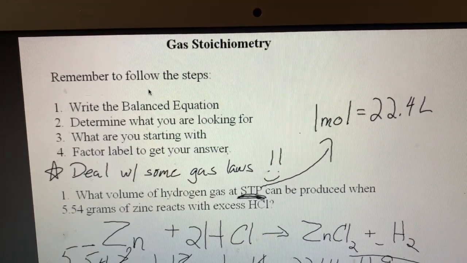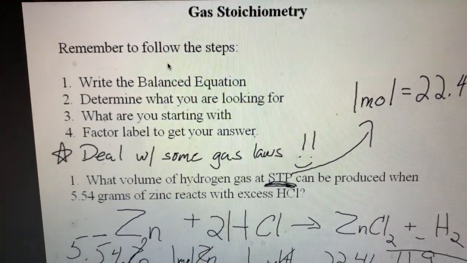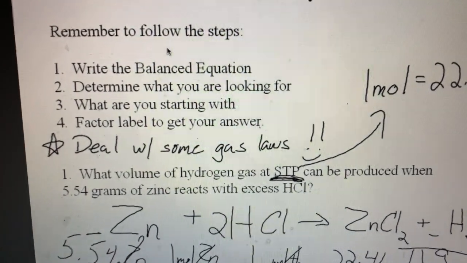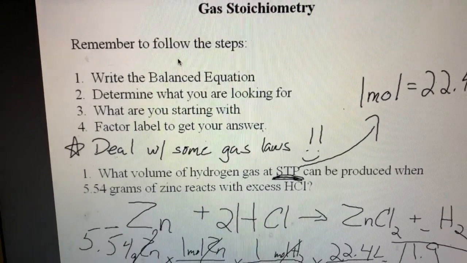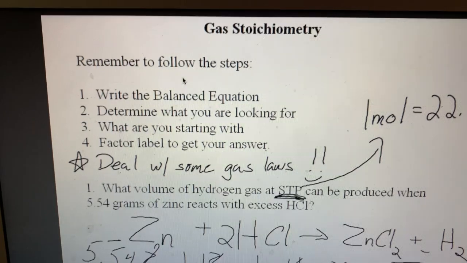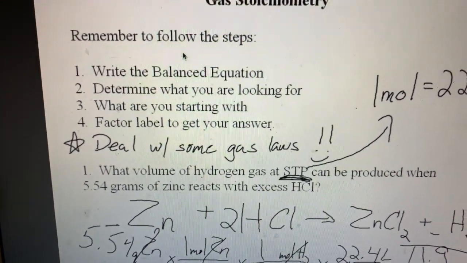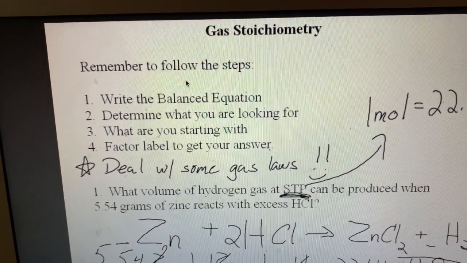So let's just remember the general steps for any stoichiometry problem. You're going to start with a balanced equation. Sometimes that will be given to you, sometimes you will have to do that. Determine what you are looking for. It's always a great idea to write the label of that at the end so you know where you are going. Determine what information you're starting with. You're going to be given a lot of numbers in these problems, and remember that you have to figure out exactly where you are starting.